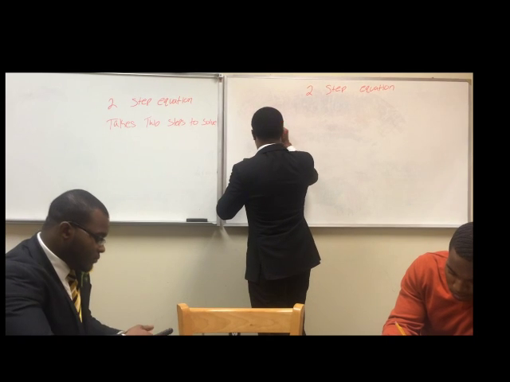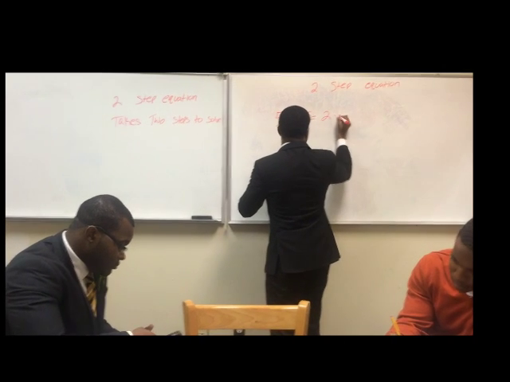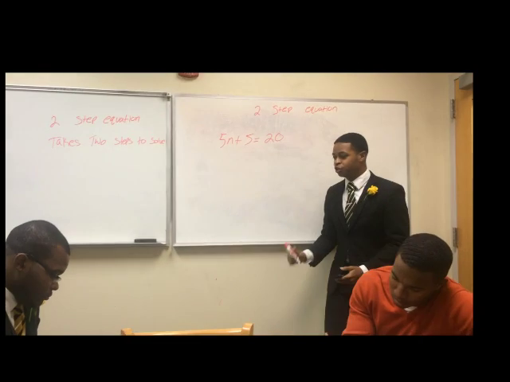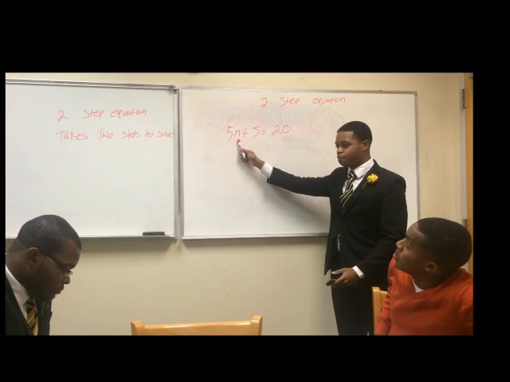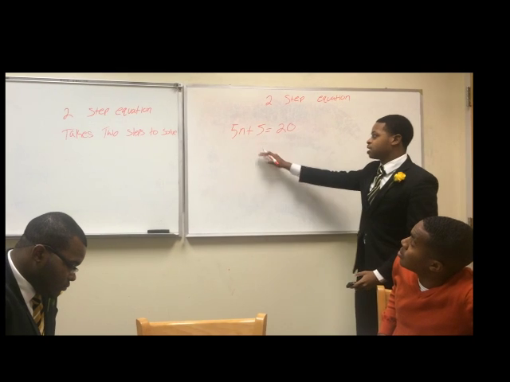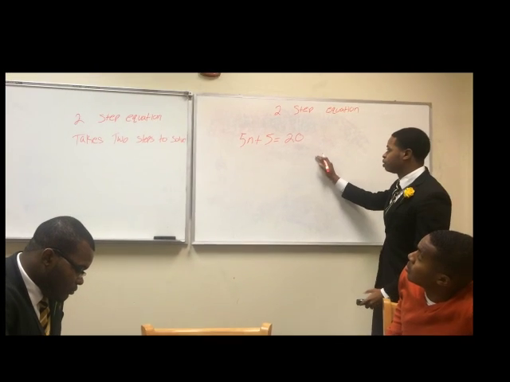You have 5n plus 5 equals 20. Now what you want to do is, in two-step equations, you always want the variable to be on one side, because at the end of the equation, the n is going to equal a certain number.